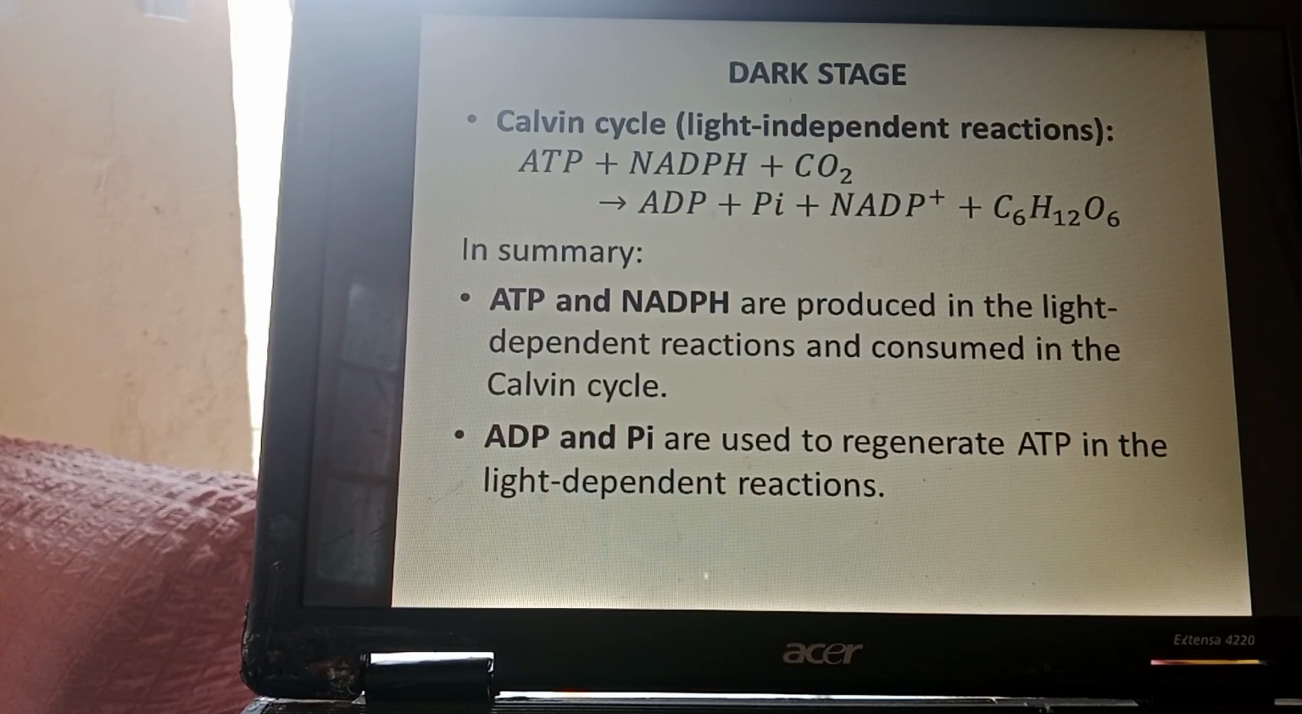In summary, ATP and NADPH are produced in the light-dependent reactions and consumed in the Calvin cycle or the light-independent reaction. ADP and Pi are used to regenerate ATP in the light-dependent reactions. So to regenerate, all right? Because for these reactions to occur, they require energy.